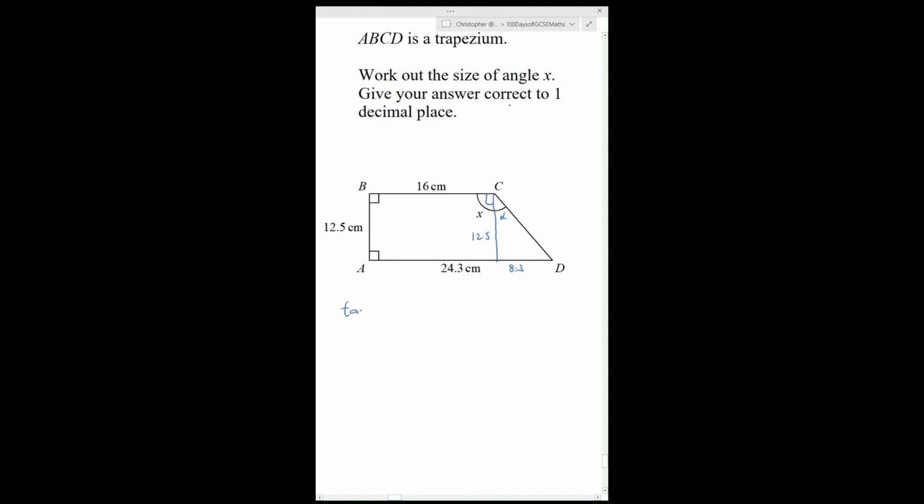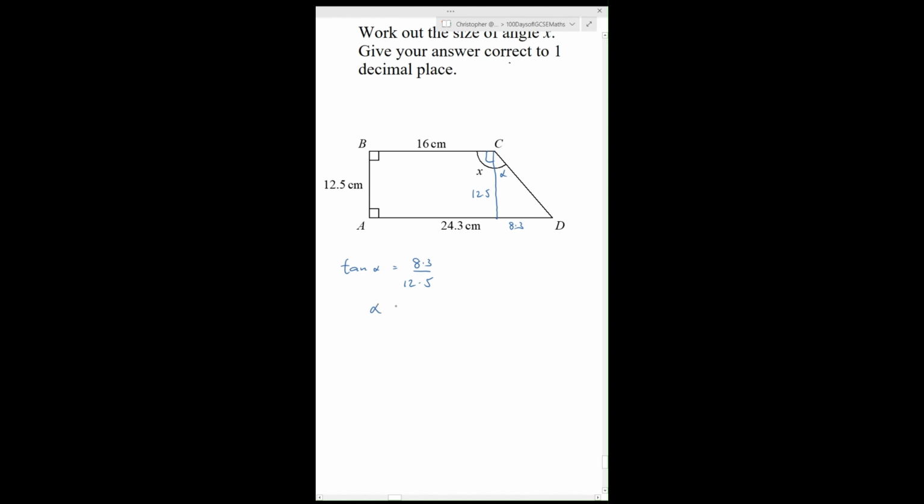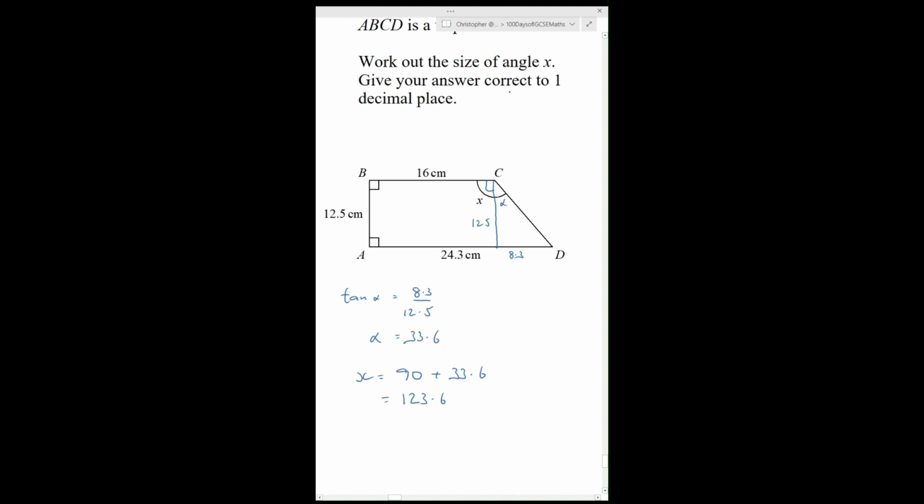So tan alpha is the opposite over the adjacent. Work out that fraction on my calculator. Inverse tan. Alpha is 33.6 degrees to 1 decimal place. So the whole of x is 90 plus 33.6, 123.6 degrees to the nearest 1 decimal place.